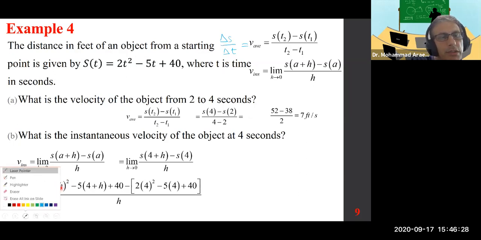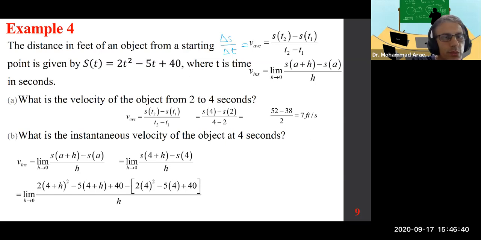This is 4 plus h squared, class. Let me see where I want to put that, so I write all of this for you. Okay, so this one, 4 plus h squared is 16 plus 8h plus h squared.